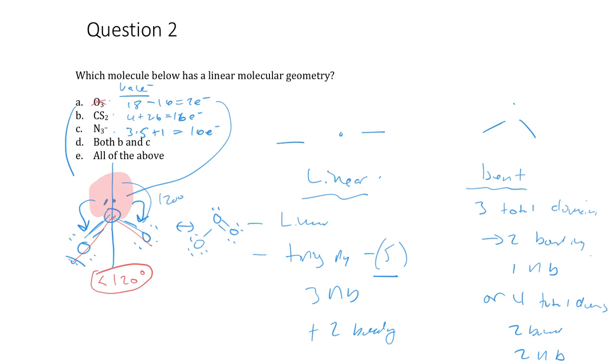What about CS2? For CS2, let me do this here. I have carbon with sulfur on either side. There are a few ways you can do this Lewis structure. One, you could relate it to CO2, because sulfur and oxygen are in the same column as each other, so this should look like CO2.